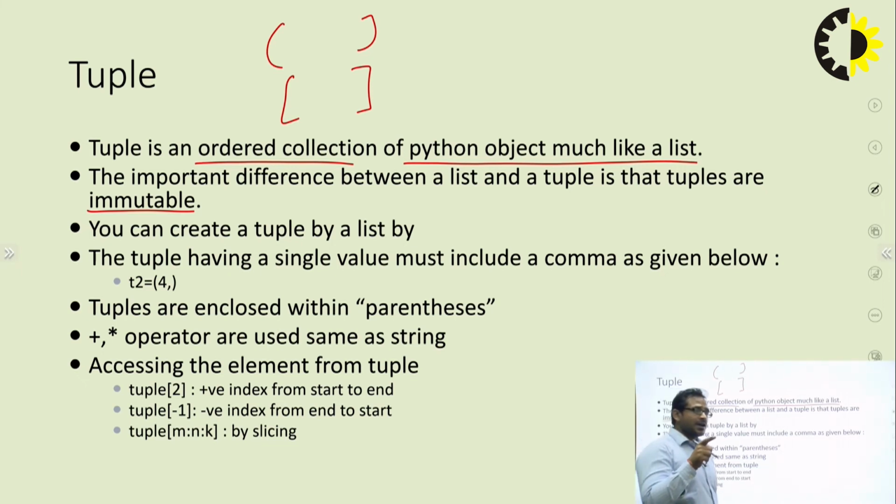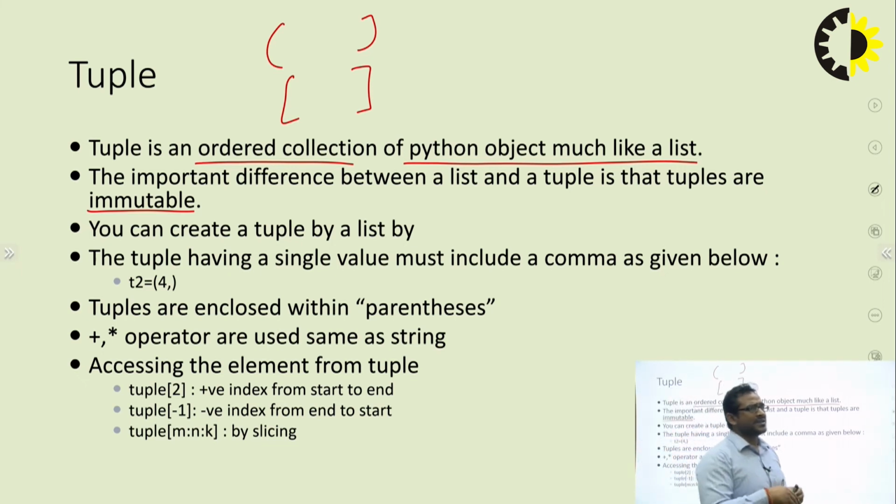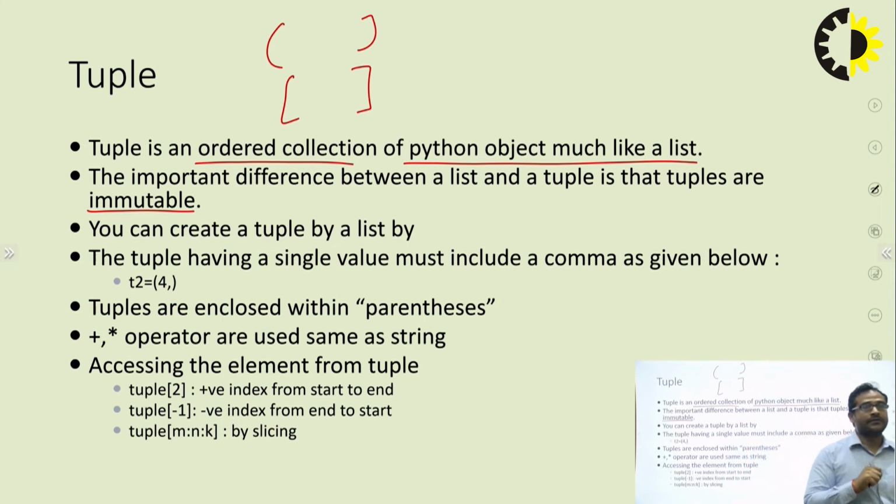The important difference between a list and a tuple is that tuples are immutable. A list you can change after it is created. You can alter it once the list is created.